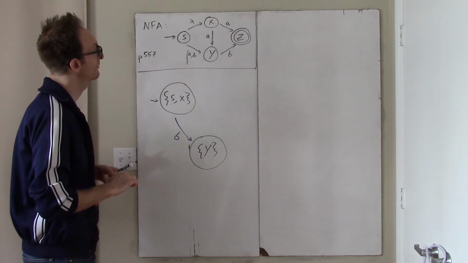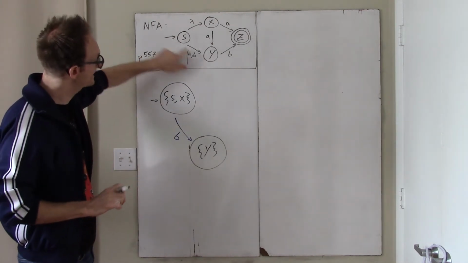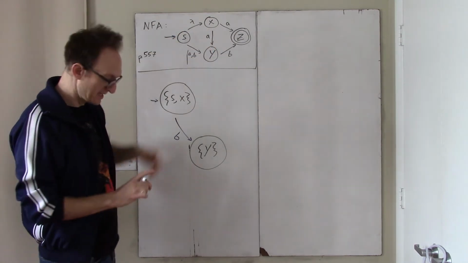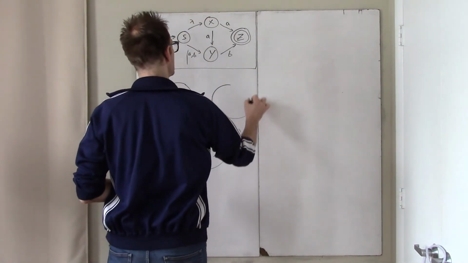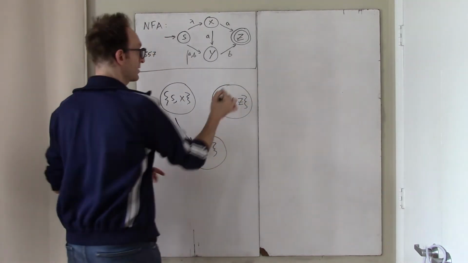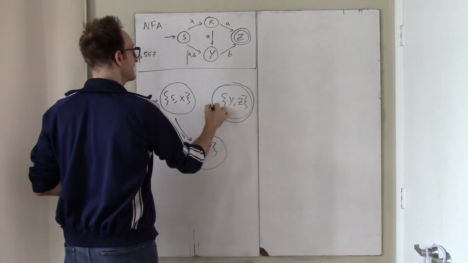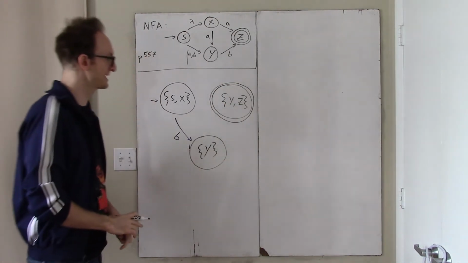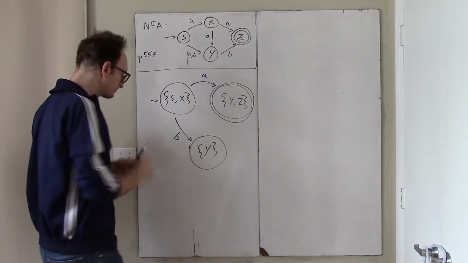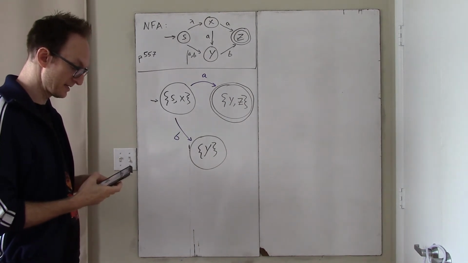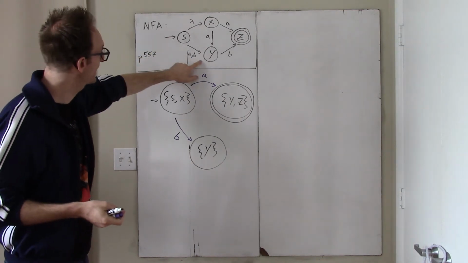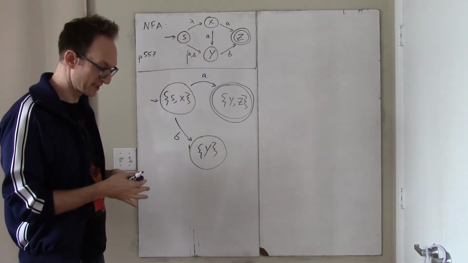Good. What about if we read an A? Well, if we read an A from S, we're going to go to Y, but if we read an A from X, we're going to go to Y and Z, which means I need to create the state YZ, and that's going to be an accept state because ending in Y and Z means one of your branches ended in Z. So there we go. So this is going to be A. Okay, let me just double check that. If I'm in S and I read an A, I go to Y, and if I'm in X and I read an A, I go to Y and Z. So surely there I am.